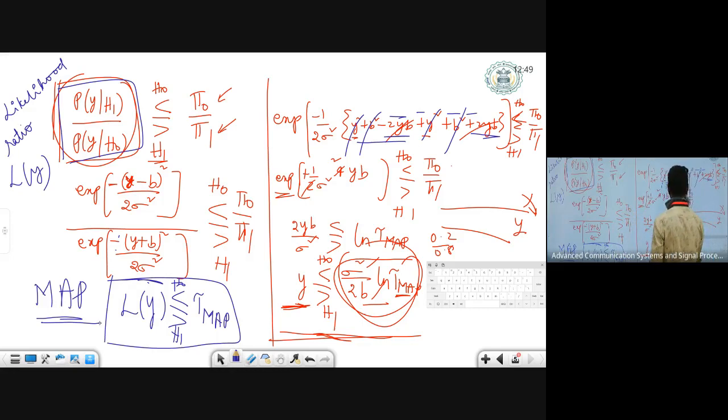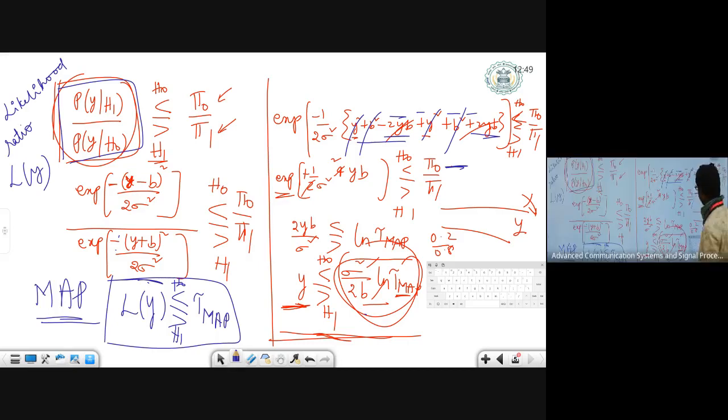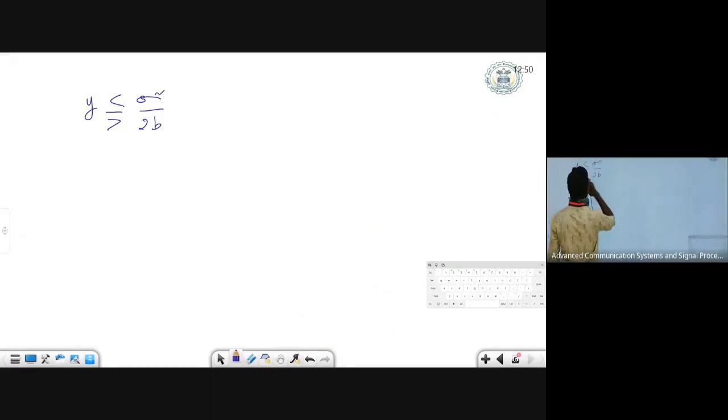So pi naught is 0.8, right? Sir, it should be 0.8 by 0.2, that's what I am expecting. 0.8 divided by 0.2, you'll be getting 4. Let me write the inverse. Sigma square by 2b, natural logarithm of 4.